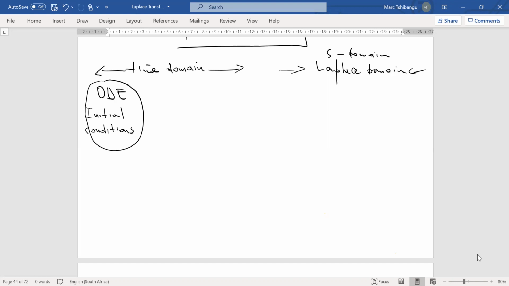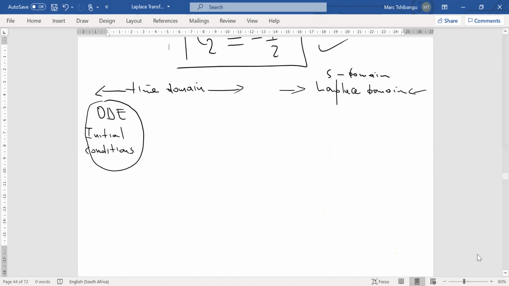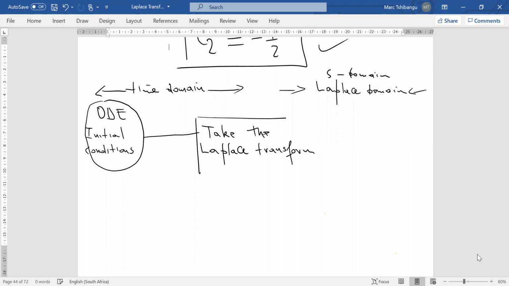Step one, check whether the differential equation given to you is linear or nonlinear. If it is nonlinear, linearize it before you take the Laplace transform. Then the next step is to take the Laplace transform. I know there's a hidden step here where you have to linearize, but at least I've been able to explain that to you. That's step one.